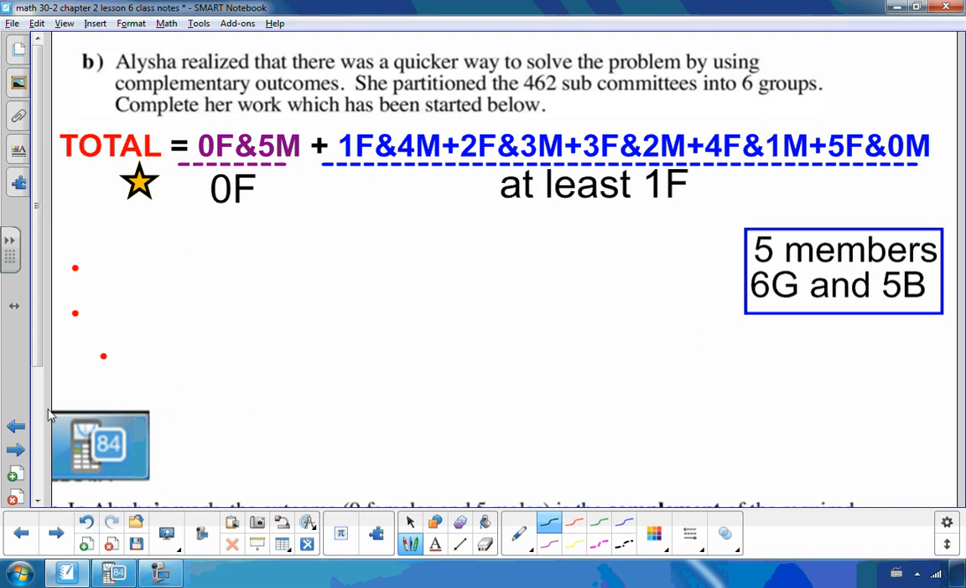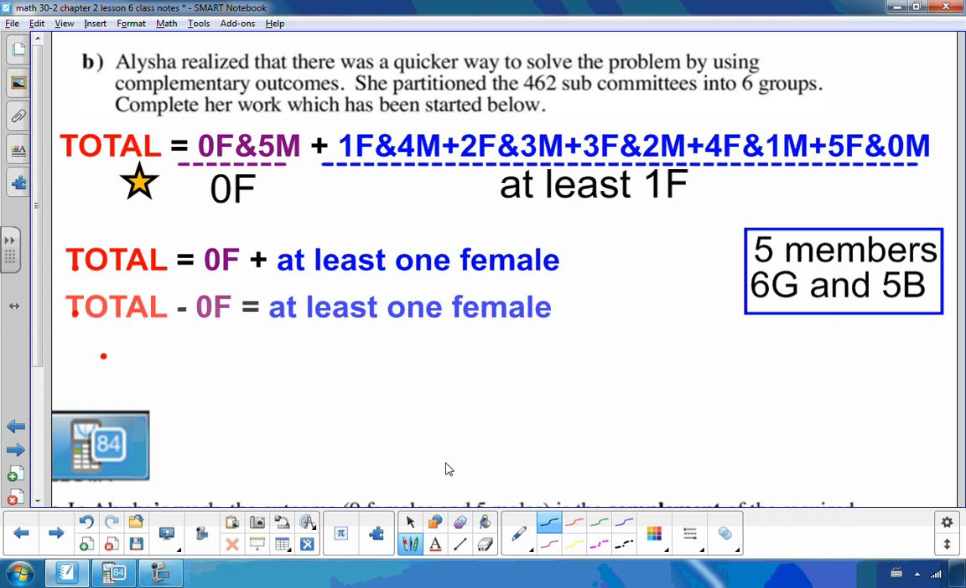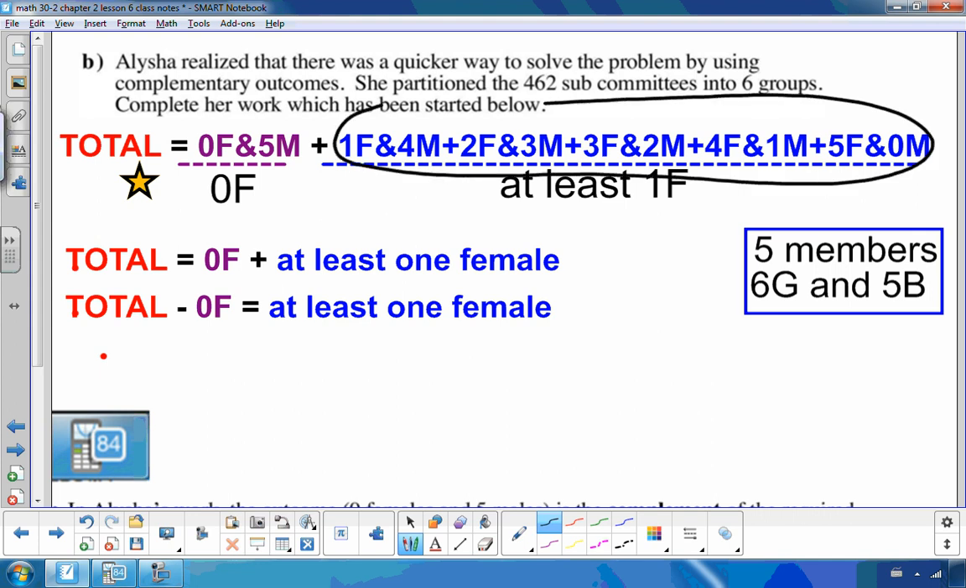It's the same idea. So the total number of committees with no restrictions are either going to have 0 females or at least 1 female. Those are the only possibilities. So what I can do is say, okay, the total is 0 females plus at least 1 female. So the total minus no females would be my at least 1 female. So instead of doing all of this work here, I can just do this quite simply.